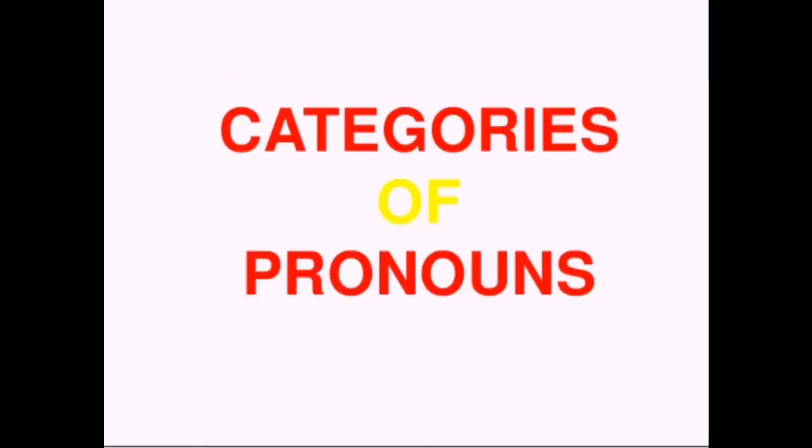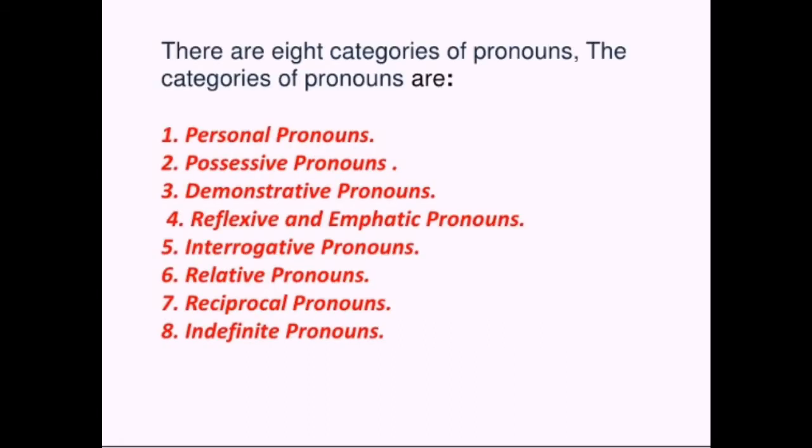Let us see the categories of pronouns, kinds of pronouns. Students, basically, there are 8 categories of pronouns. These are personal pronouns, possessive pronouns, demonstrative pronouns, reflexive and emphatic pronouns, interrogative pronouns, relative pronouns, reciprocal pronouns, and indefinite pronouns. Okay, so we are going to know about each of these in detail in this video lesson, right?